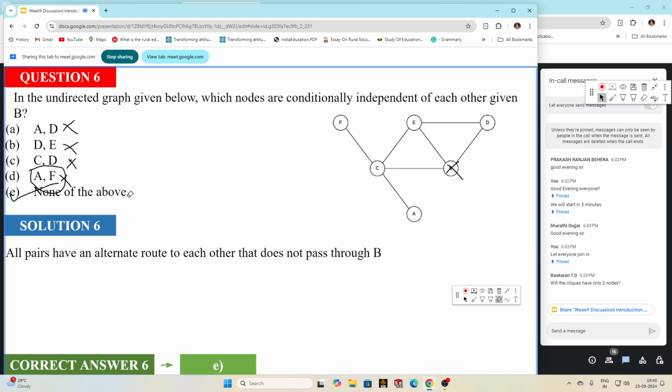For DE, where is the DE? So this is the path. So this can also be traversed. So again, this is dependent.